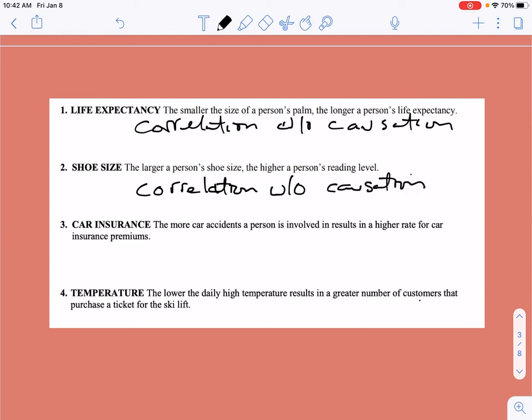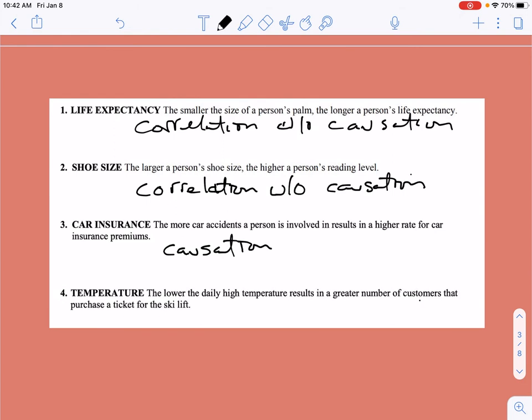All right, car insurance. The more car accidents a person is involved in results in a higher rate for car insurance premiums. Absolutely, because that's how they calculate your premiums, based upon your activity and whether or not you are getting in accidents, and other factors as well. But that would definitely be a case of causation.